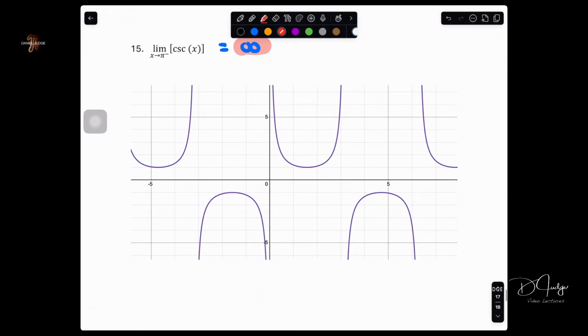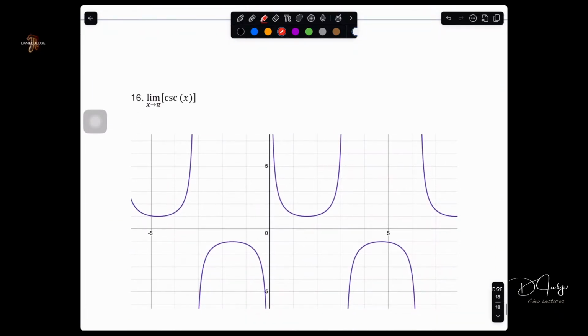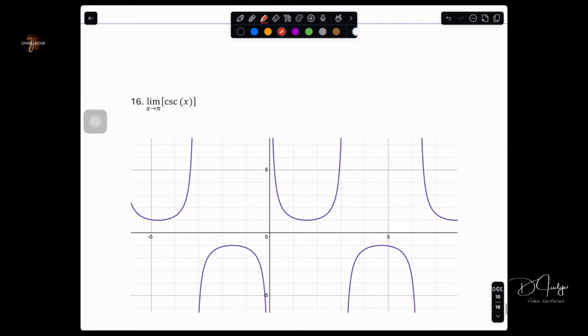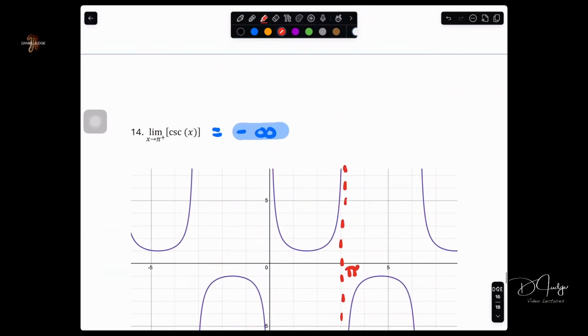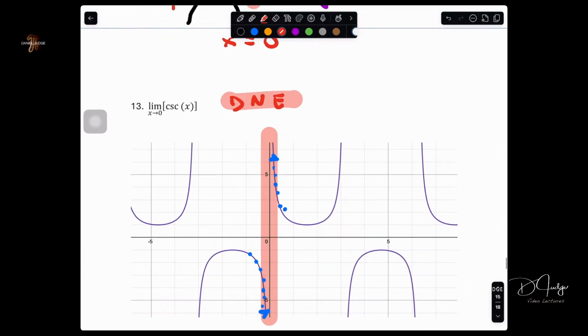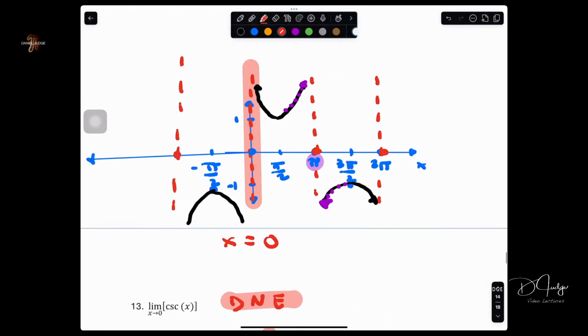And again, I drew the same cosecant curve. What's the limit as x goes to pi for cosecant? Did we answer that one already? No, we did the 0 limit. Oh, okay. I see what I did. This limit right here.